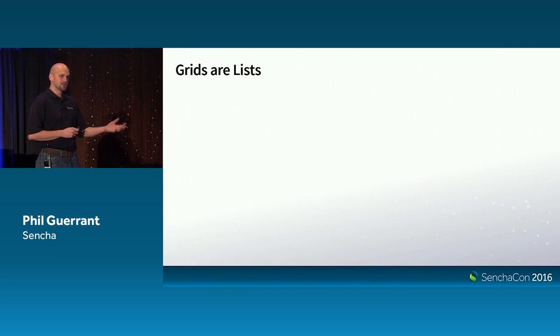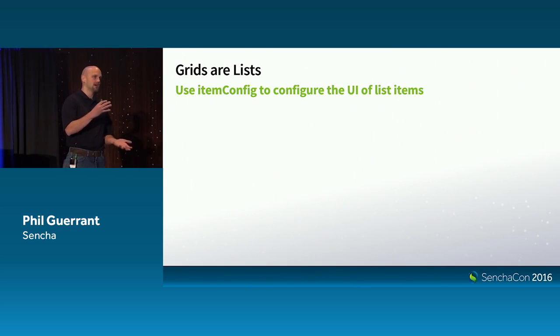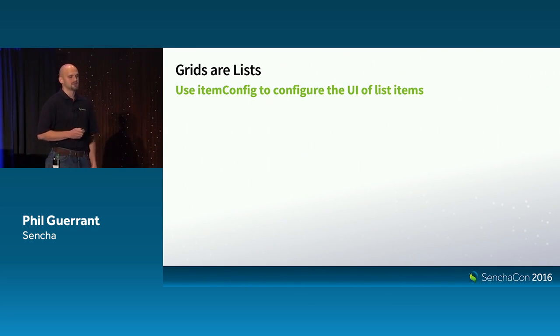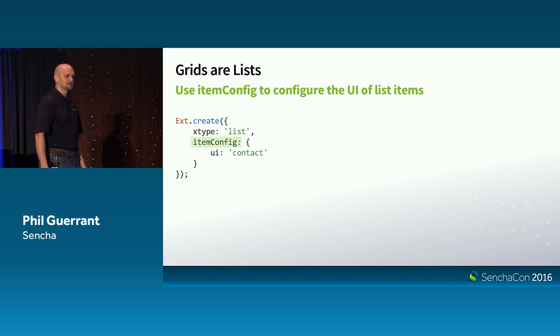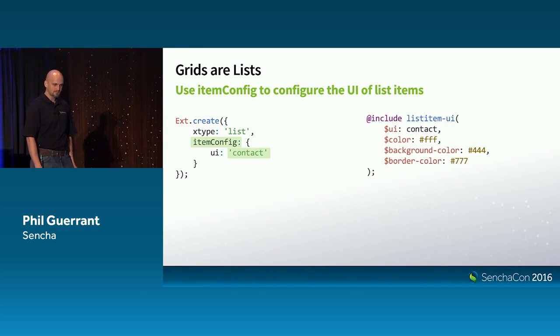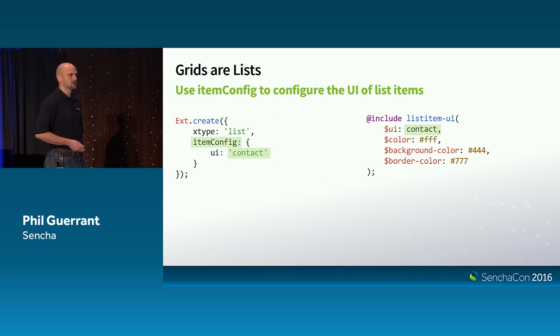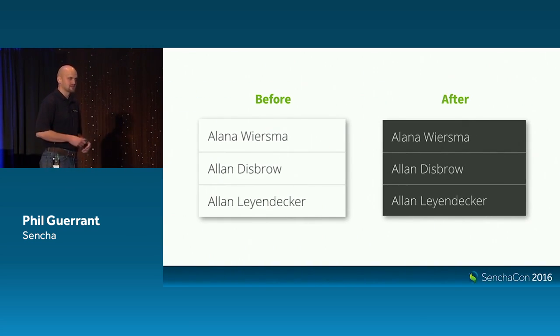First thing to remember, though, is that grids being lists, in order to style the grid, we need to understand how the list works. So the list has a config called item config, which configures the items. That's the default config that's applied to all the items in the list. And we can use that to add a UI. Say we have a list of contacts. Let's add a UI of contacts to the list. Then let's invoke the list item UI mixin, passing along the UI of contact, and we'll change a few colors. The resulting output gives us some CSS that produces something like this.